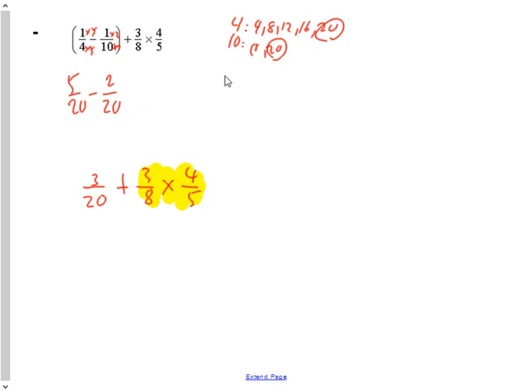So I'm going to multiply them out. I'm not even going to change the cross reduction. I'm going to get 12 over 40. I'm not going to cross reduce. 3 times 4 is 12. 8 times 5 is 40. I'm going to multiply across here.